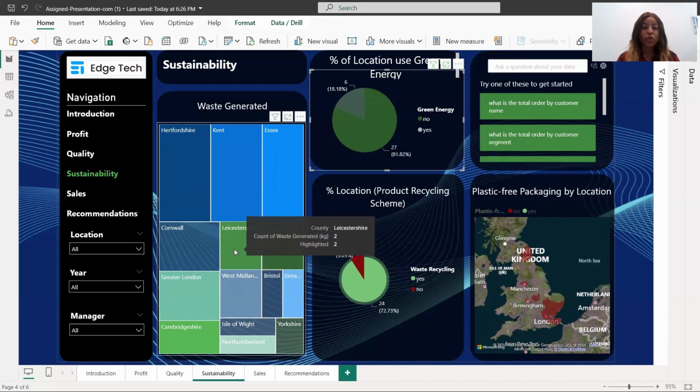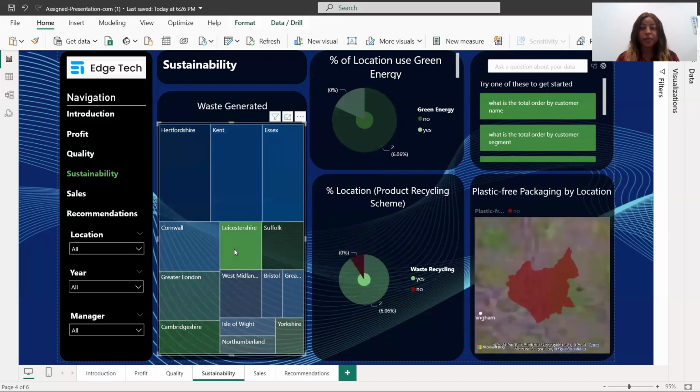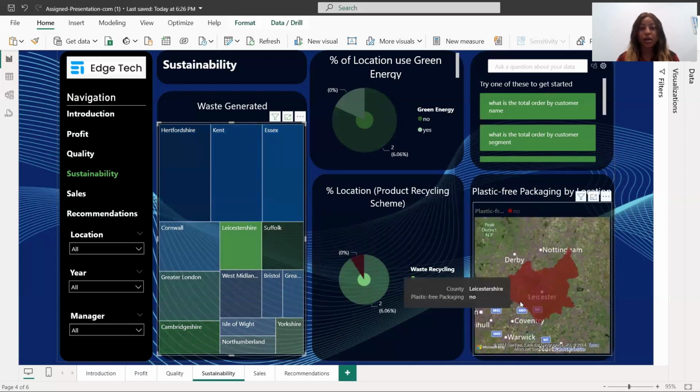Now here we can go to Leicestershire. The same thing, just as the Hertfordshire location, the sustainability of the packaging of the waste products generated here in Leicester City is very low, hence why we have the red zone in this area.